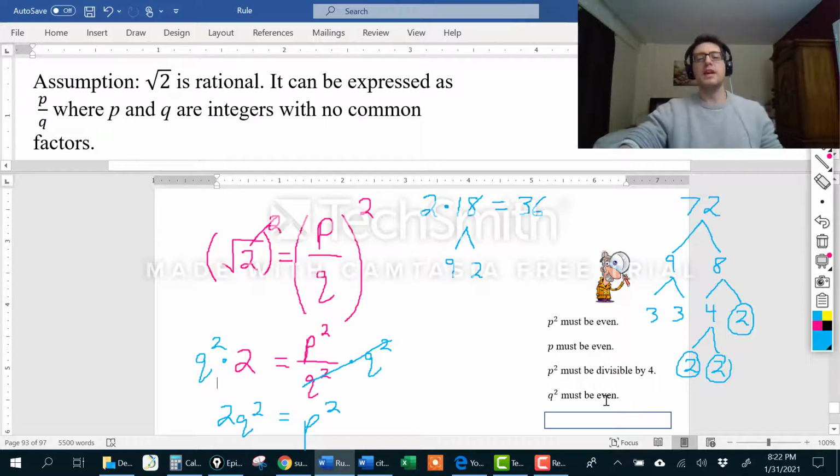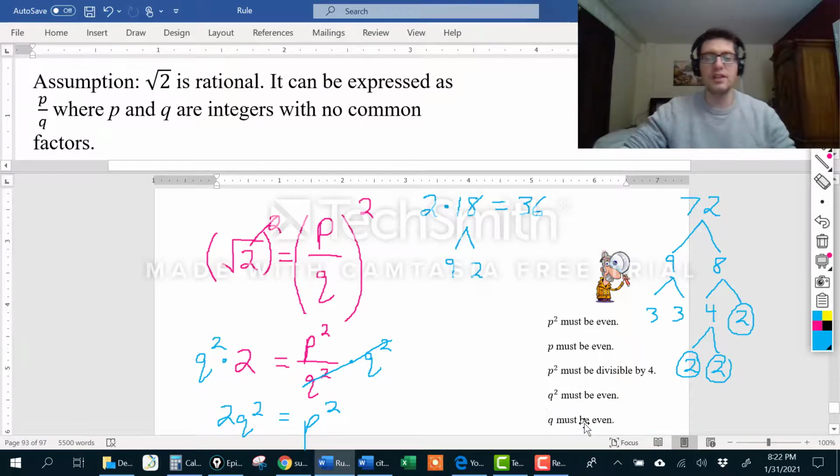Now, since q squared is an even number, by the same reasoning we used back over here when we said p squared is even and therefore p must also be even, because only an even times an even gives us an even. If it were odd, an odd times an odd would give us an odd. So by that exact same reasoning, if q squared is even, then q itself must also be even. Now I've uncovered all of the boxes, and you might be thinking, well, that seems a little bit anticlimactic.